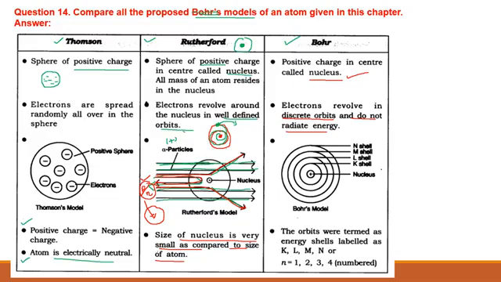This practically doesn't happen, because if it had happened, you wouldn't find so many atoms around you; the life of an atom would be only fractions of a second. So practically it wasn't proved and is not possible. Bohr told that electrons move in discrete orbits and don't radiate energy. This is the great thought put forth by Mr. Bohr. The orbits were termed energy shells, labeled as K, L, M, N or numbered as 1, 2, 3, 4.